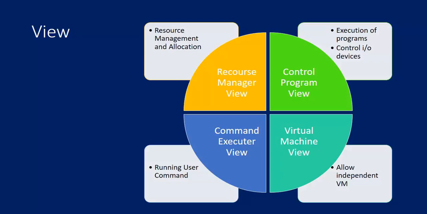Now, there are four kinds of views of operating system. First is the resource manager view. So it manages all the resources and allocates the resources to different programs. Next is the control program view. It allows execution of programs. It controls the input output devices, all these things. Next is the command executor program. So it allows users to run commands. And virtual machine is the latest one. That is, it allows independent virtual machines to run over itself. Okay, like Java virtual machine or some other virtual machines are there.